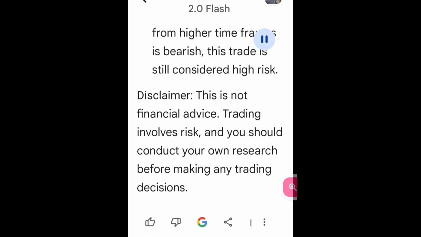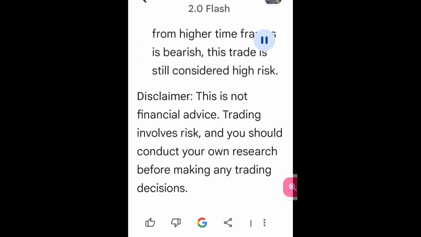Disclaimer: this is not financial advice. Trading involves risk, and you should conduct your own research before making any trading decisions.